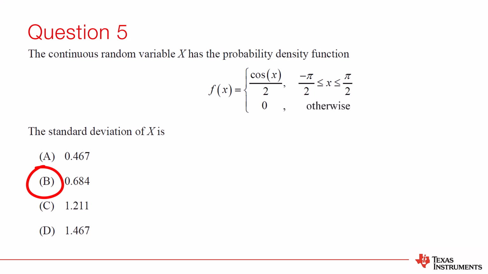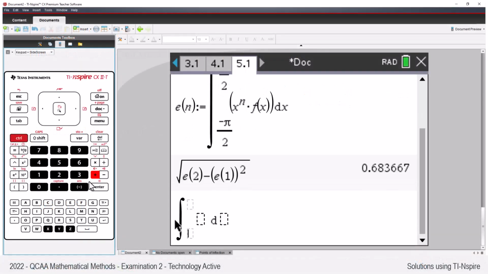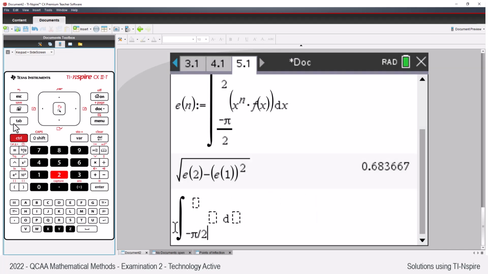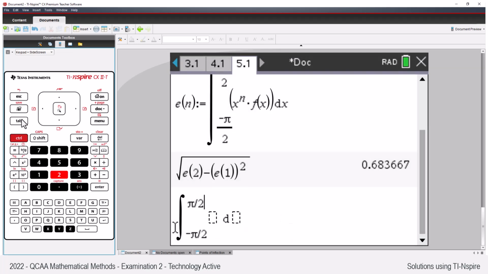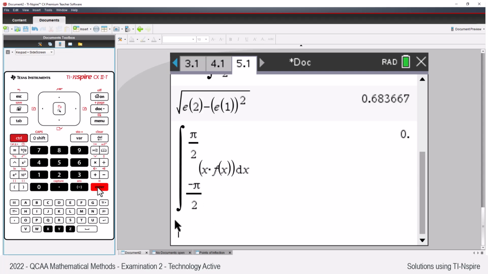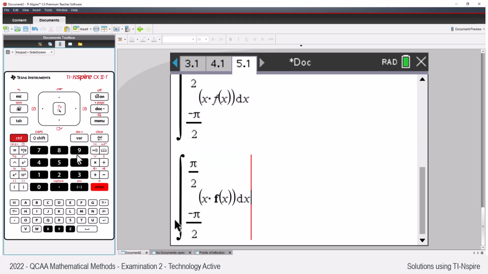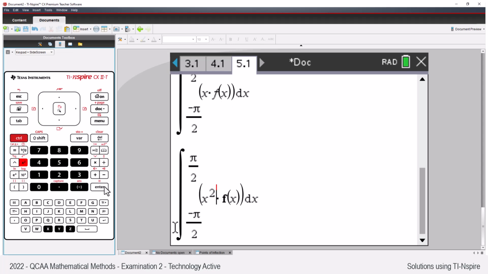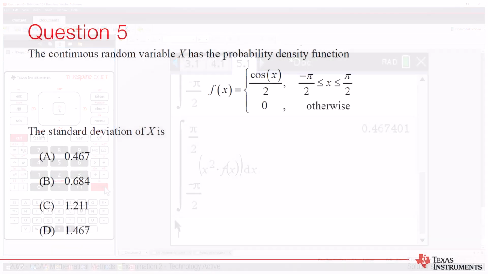So why did so many students get this answer incorrect? Why did they choose option A? Well, it turns out option A is the variance. So let's see how students most likely calculated this. We can calculate the expected value of x and we get 0. Now we calculate the expected value of x squared. And here's the problem. The answer of 0.467 is one of the options.